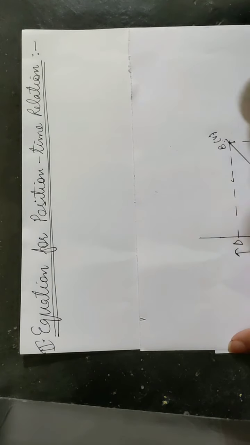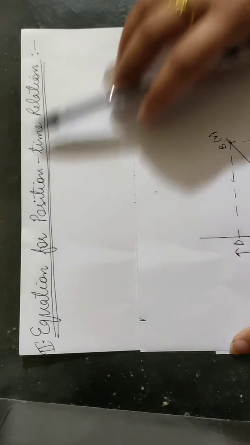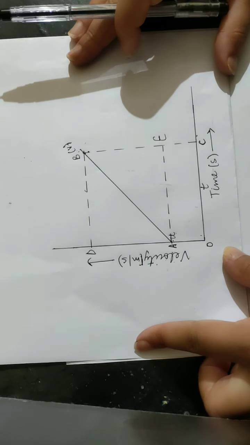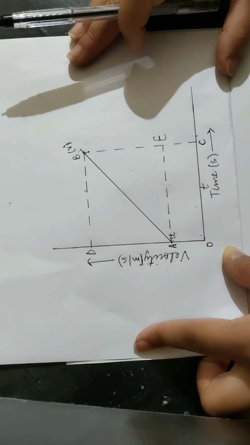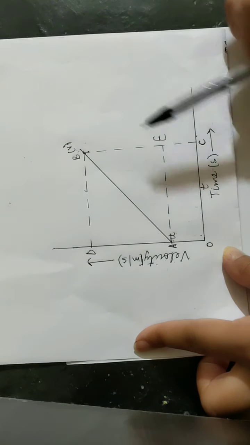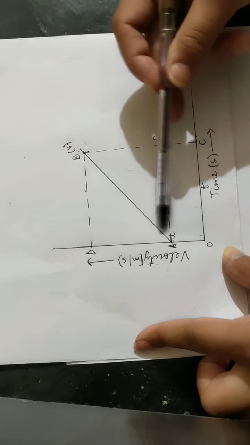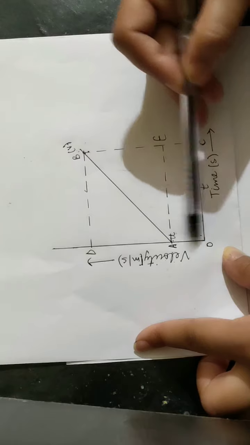Coming to the derivation of the equation for the position-time relationship. To derive this relationship, we would again consider this velocity-time graph. Let us consider that the object has traveled a distance s in time t under uniform acceleration a. From this figure, the distance traveled by the object is obtained by the area enclosed between O, A, B and C.